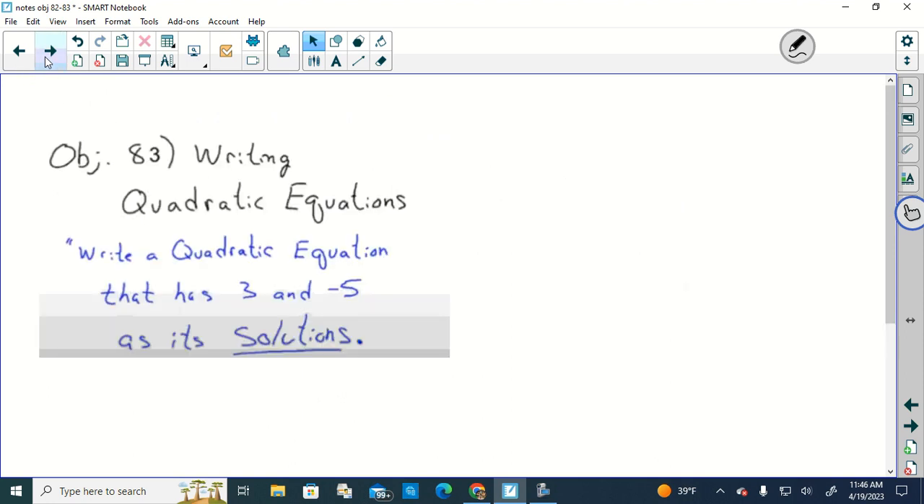Just write this, and then we're going to solve it. So this is actually problem number 3. You don't have to write this. That's the name of the objective. So you just write a quadratic equation that has 3 and a negative 5 as its solutions. We're starting with whole numbers, not fractions. We'll get to fractions.